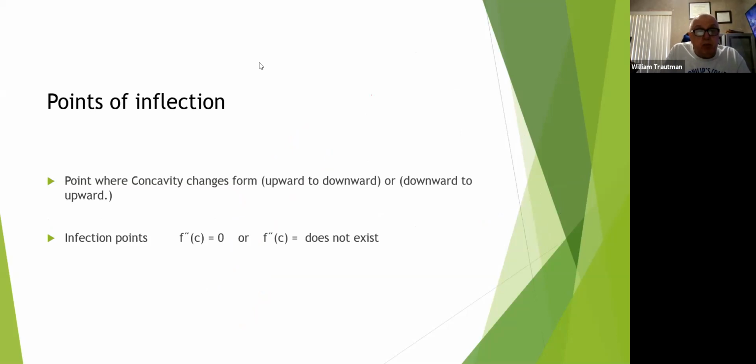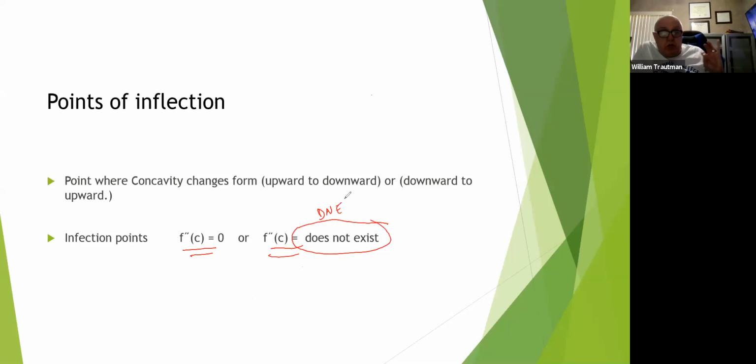So once again, points of inflection: the second derivative equals 0, or a point of inflection also if the second derivative does not exist. Make that a special note in your notes. Second derivative equals 0 is an inflection point. That's the spot where concavity changes. Or if the second derivative does not exist.